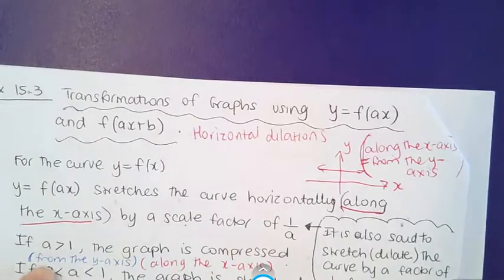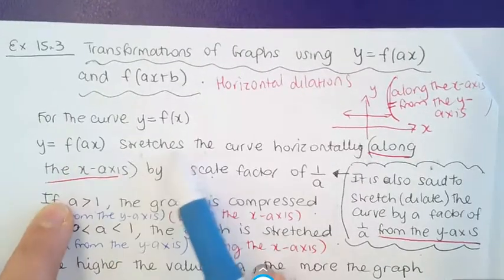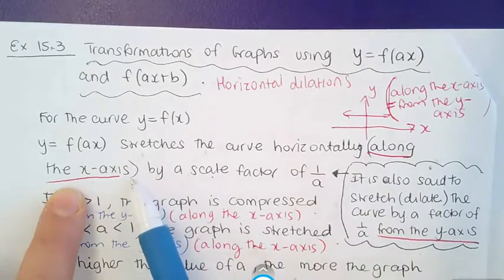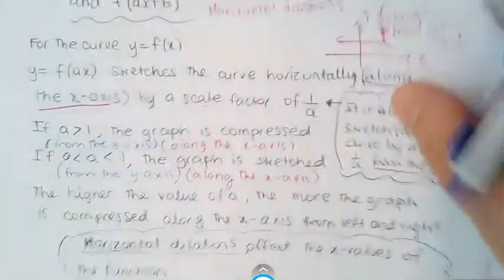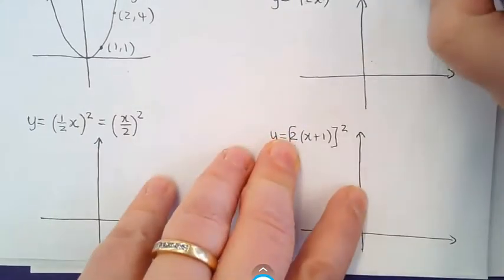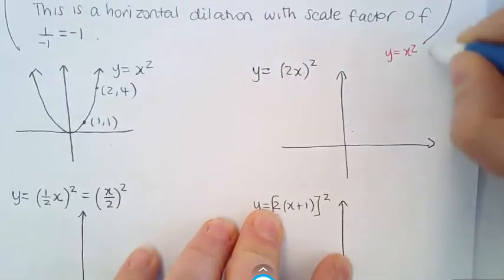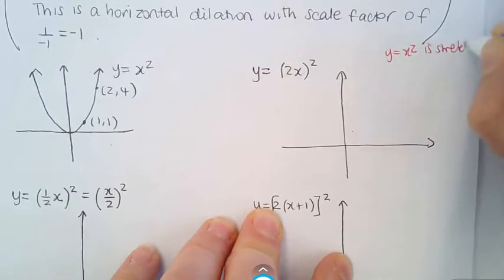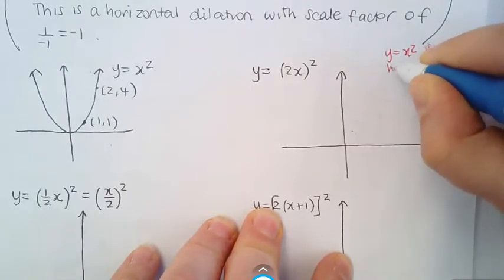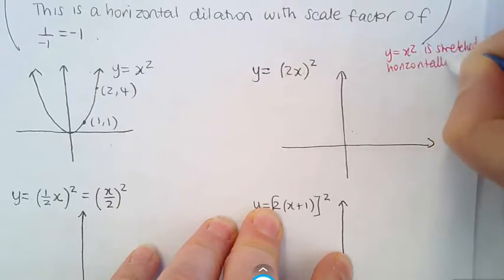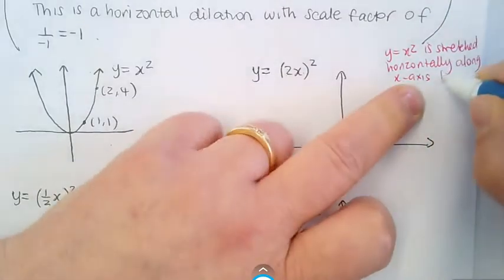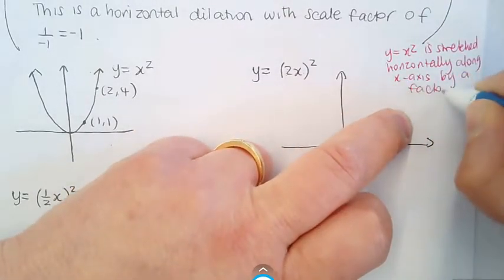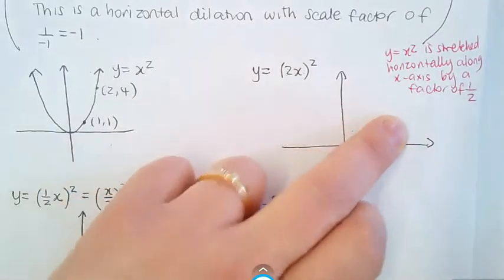Now, have a look. Let's look at the rule. Y equals f of ax stretches the curve horizontally along the x-axis by a scale factor of 1 on a. So when the a is next to the x, and in this case it is, we say that y equals x squared is stretched horizontally, or along the x-axis. We'll draw it in a minute. Along the x-axis by a factor of what? Of 1 on 2. That's right. By a factor of 1/2.